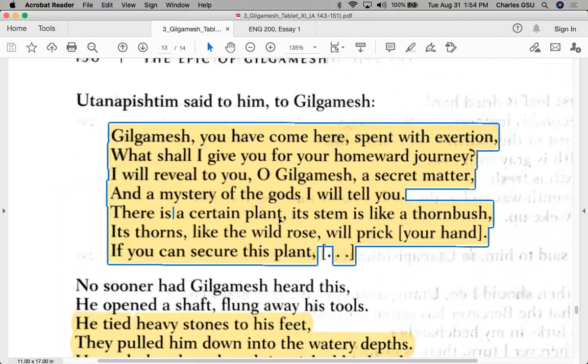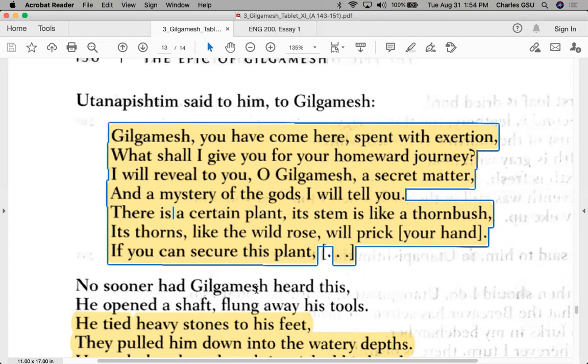There is a certain plant. Its stem is like a thorn bush. Its thorns, like the wild rose, will prick your hand if you can secure this plant. So Uttanapishtim is telling Gilgamesh to go seek out this specific kind of plant, even though it's not going to be necessarily easy because it's thorny and will perhaps hurt you, if you will.